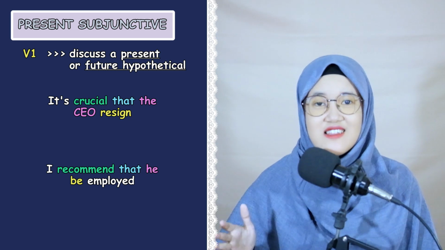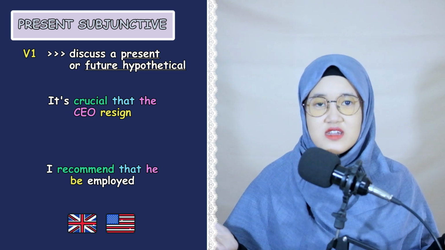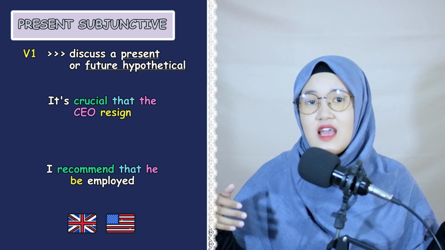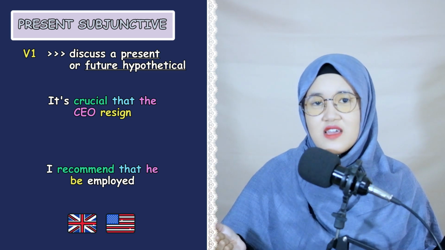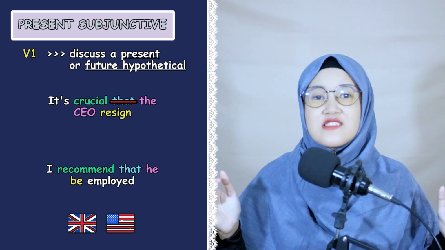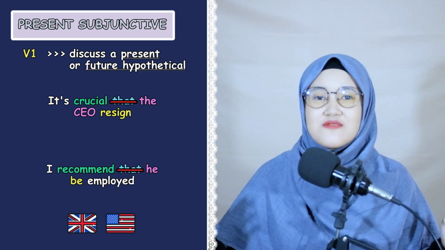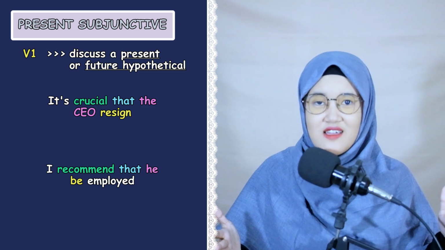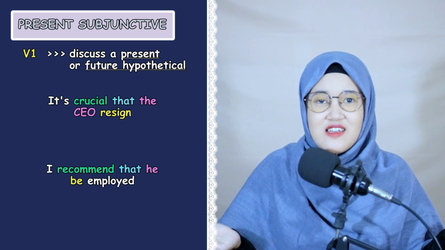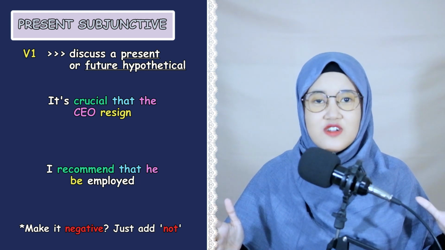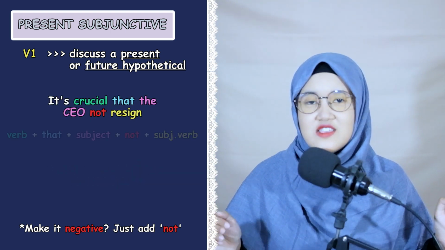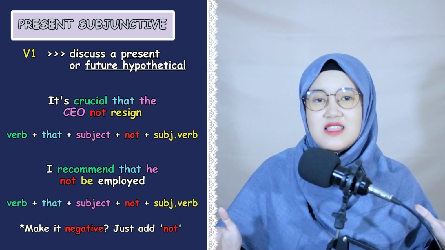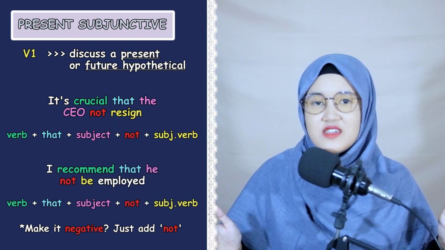In informal English, both British and American, you may hear the normal tenses used and that can be dropped. It is crucial the CEO resign. I recommend he be employed. What about the negative statement? How do we change it? We add not before the subjunctive verb. It is crucial that the CEO not resign. I recommend that he not be employed.